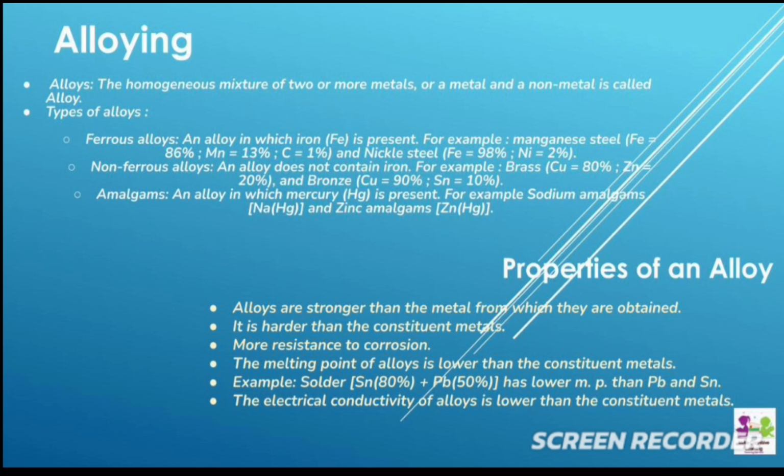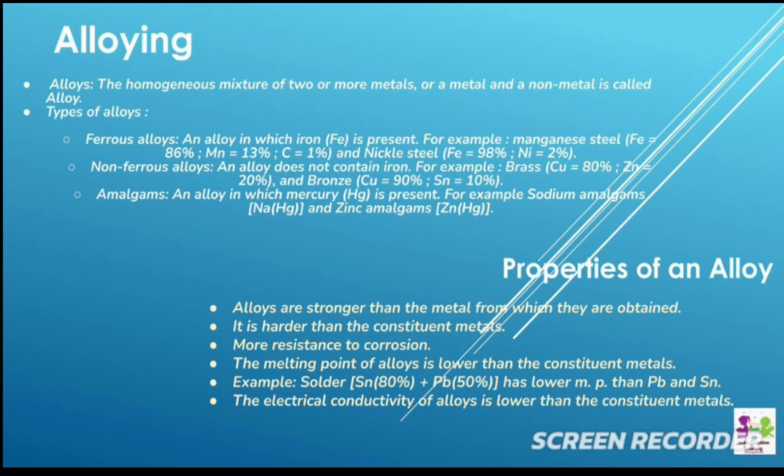Now, how do alloys play an important role in reducing rust, and how do they increase the life of a steel material? For that we need to understand the properties of alloys. Alloys are stronger than the constituent metals, and they are more resistant to corrosion. The melting point of an alloy is lower than that of the constituent metals.